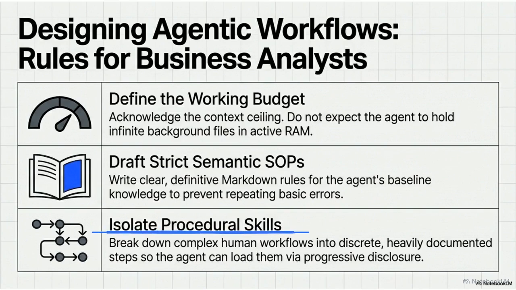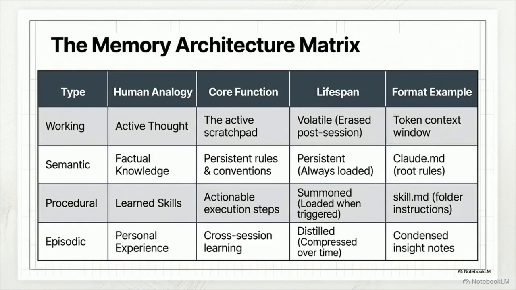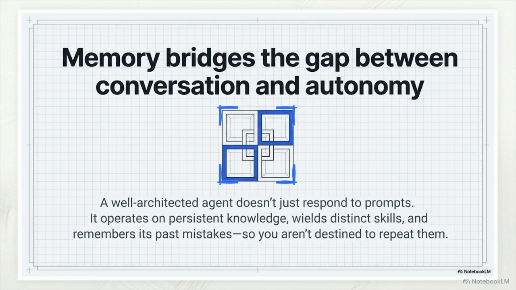Here is the consolidated memory architecture matrix. It maps each memory type to its human analogy, core function, and expected lifespan within the system. Take a moment to screenshot or save this matrix. It is your primary blueprint for evaluating future AI tools. Properly architected memory is the bridge that transforms a reactive chatbot into a reliable, autonomous system.